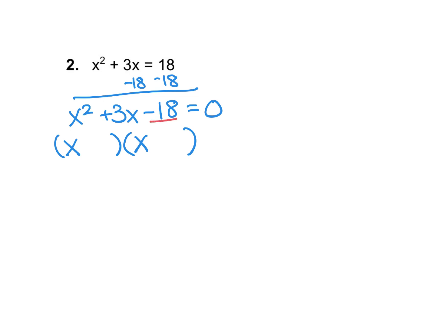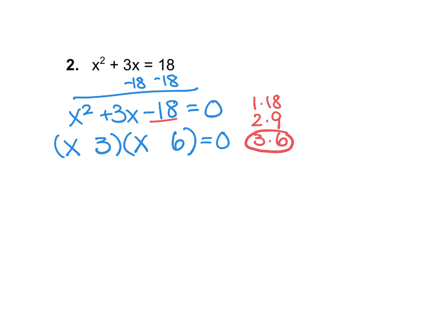So 1 times 18, 2 times 9, 3 times 6. Looking at these, it looks like I can use the 3 and the 6, because notice how we have a negative 18. So we know one has to be negative and one has to be positive. So let's take our 3 and our 6.